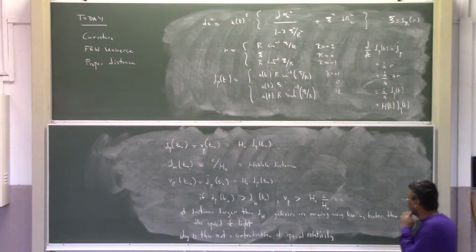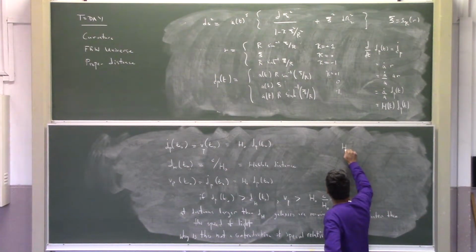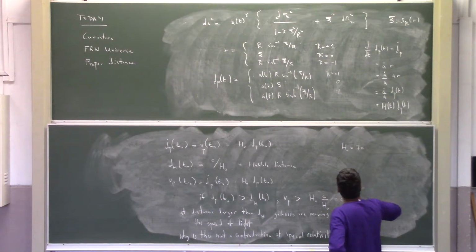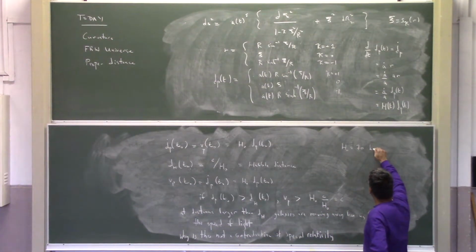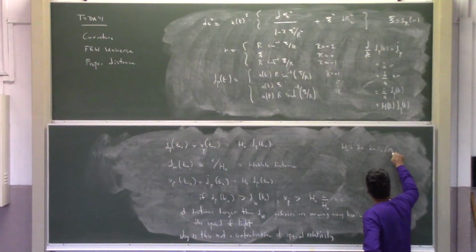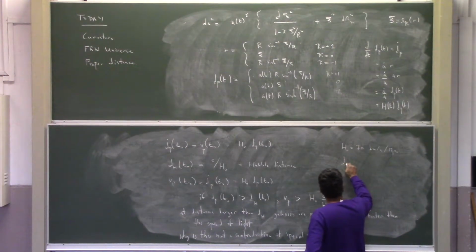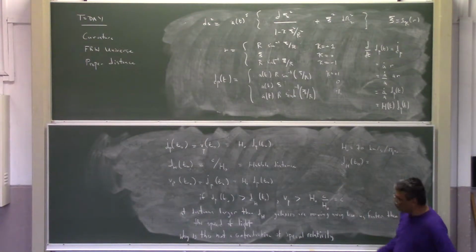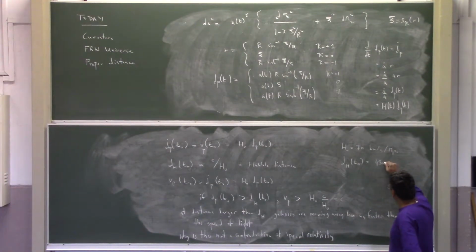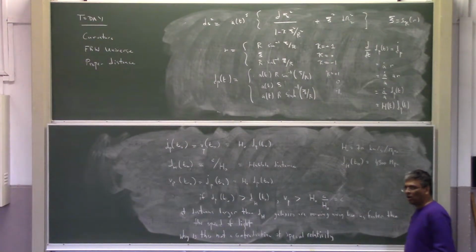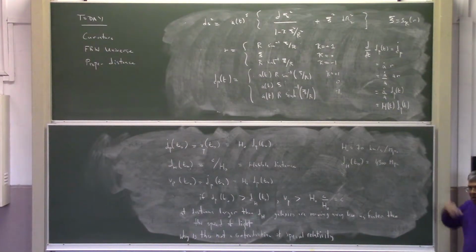And if you want numbers, if you take H0 to be 70 kilometers per second per megaparsec, then d_H at time 0 is 4,300 megaparsecs. So anything further away from us than 4,300 megaparsecs is moving away from us faster than the speed of light, because of the expansion of space.